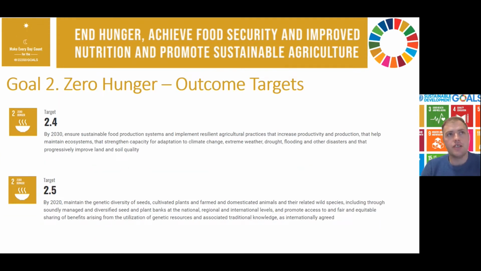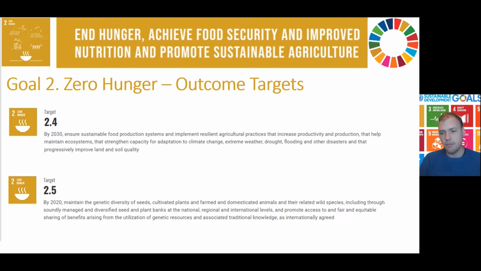2.4, by 2030, ensure sustainable food production systems and implement resilient agricultural practices that increase productivity and production, that help maintain ecosystems, that strengthen capacity for adaptation to climate change, extreme weather, drought, flooding, and other disasters, and that progressively improve land and soil quality. 2.5, by 2020, maintain the genetic diversity of seeds, cultivated plants, farmed and domesticated animals, and their related wild species, including through soundly managed and diversified seed and plant banks at the national, regional, and international levels, and promote access to and fair and equitable sharing of benefits arising from the utilisation of genetic resources and associated traditional knowledge as internationally agreed.